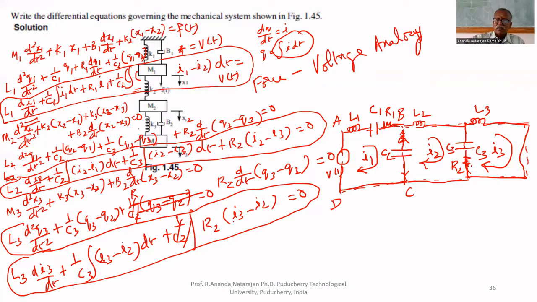Here, what is the source used? The source is a voltage source. If you use a current source, then it is called force current analogy. What is the difference between voltage source and current source? Ideal voltage source, ideal current source. What is the difference?